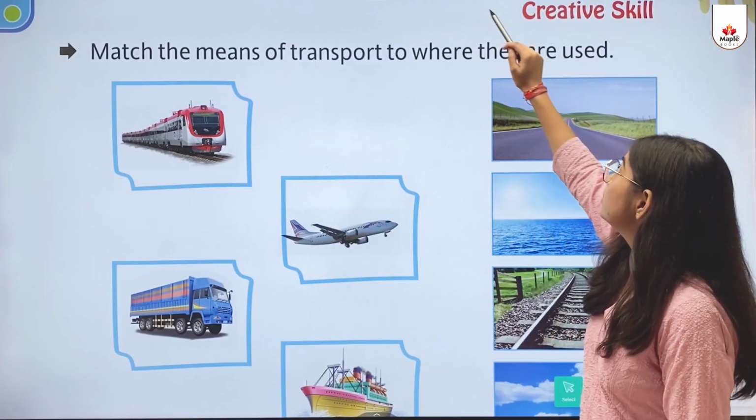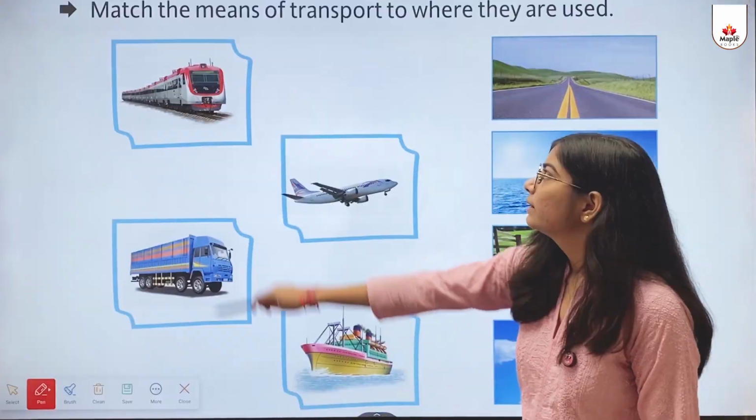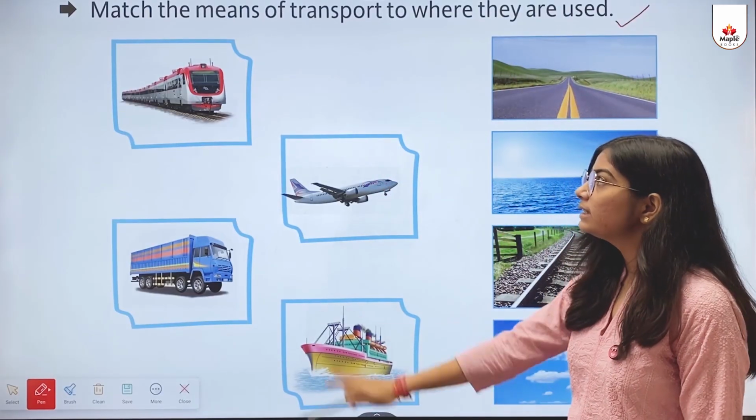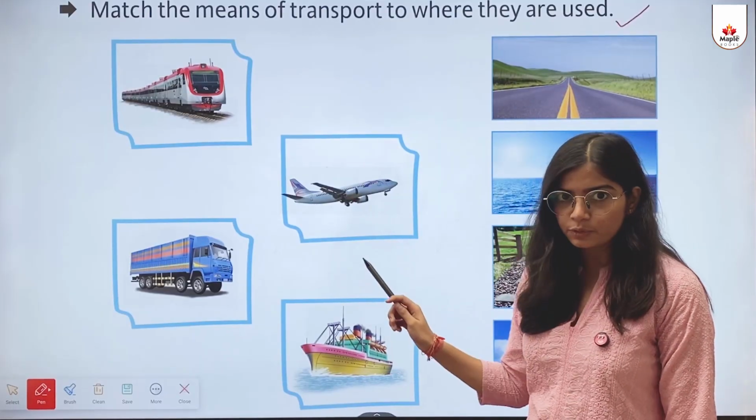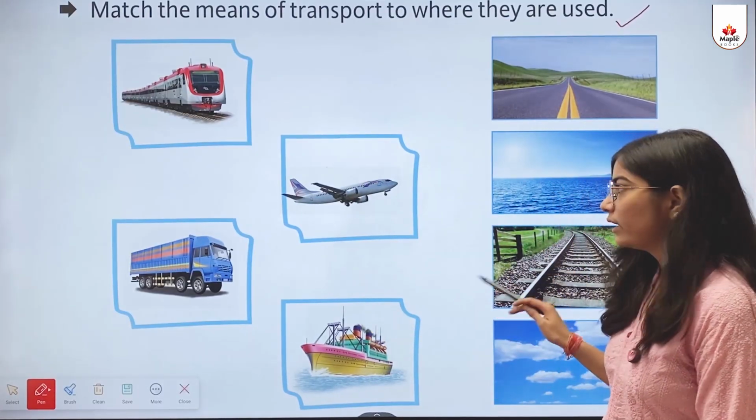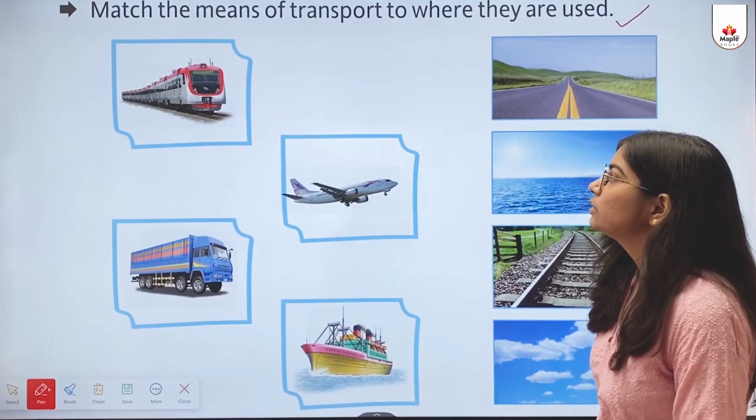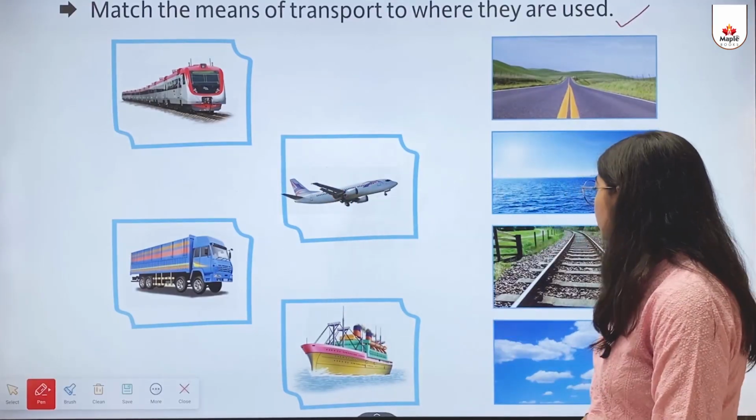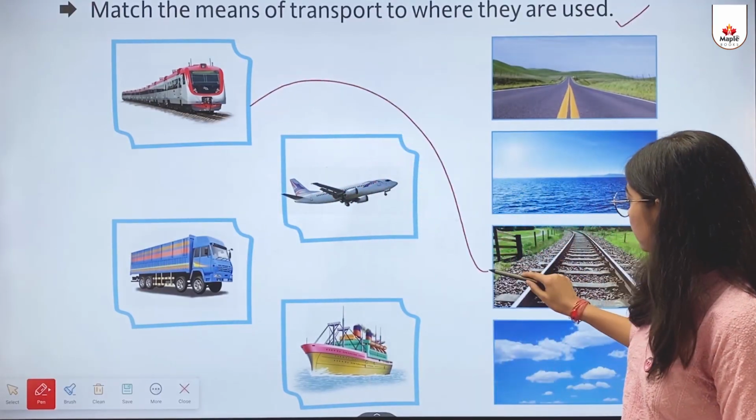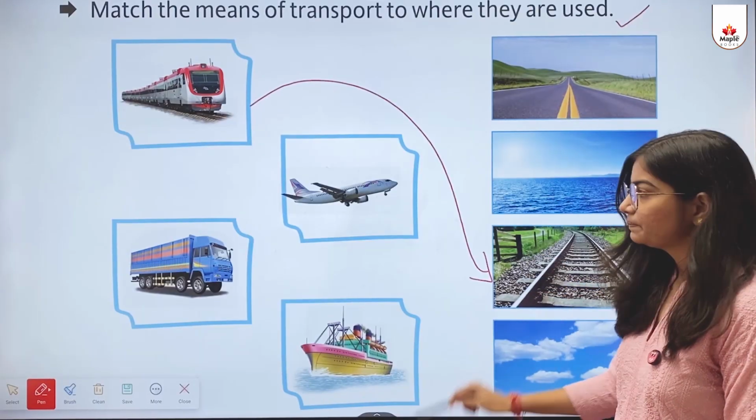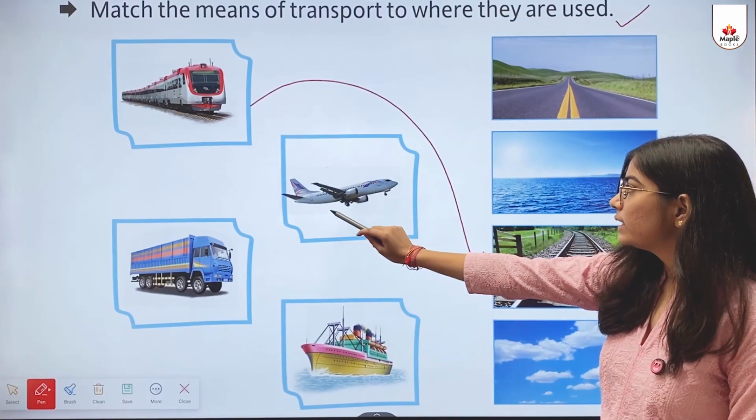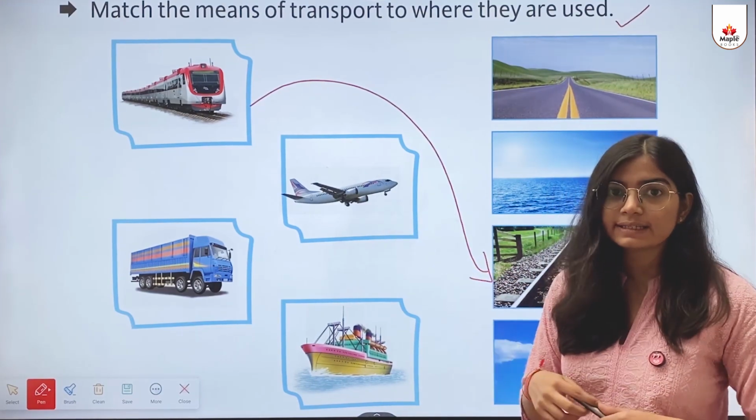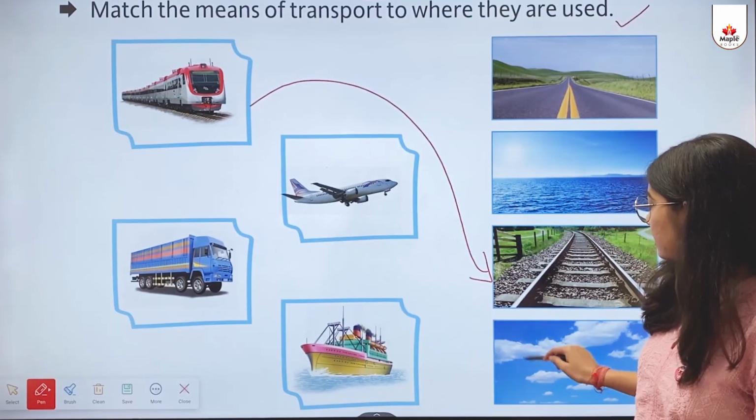Okay? Now there is a creative skill. Match the means of transport to where they are used. So kids, here we need to match the transport with the means where are they used. Okay, so this is a train which is used on land, right? So we'll match this with this one. Then this one is an aeroplane which flies in air or sky, you can say. So we'll match this one with this one.